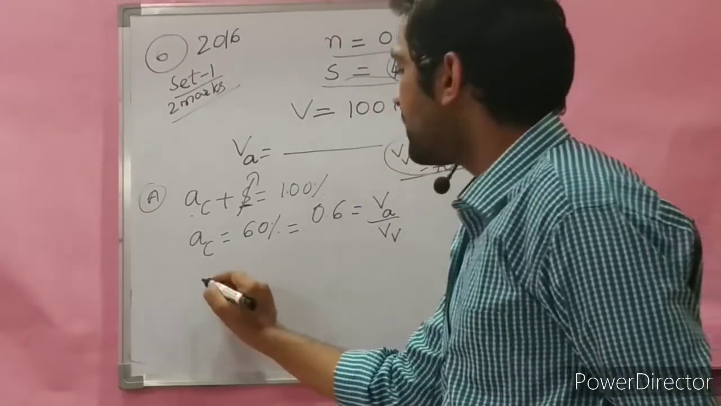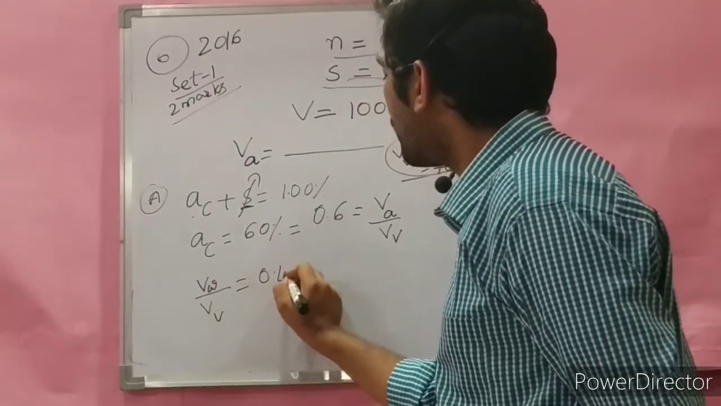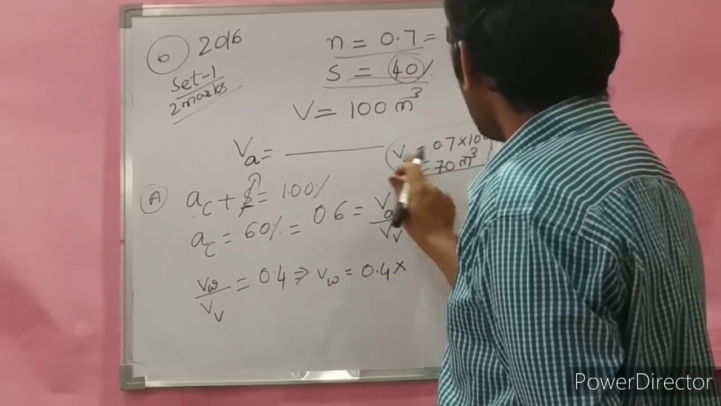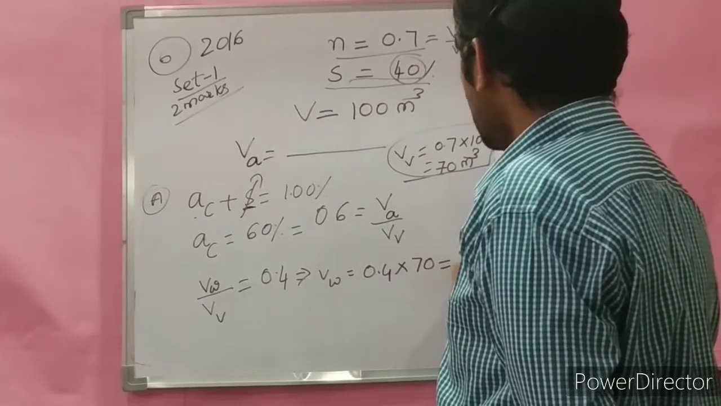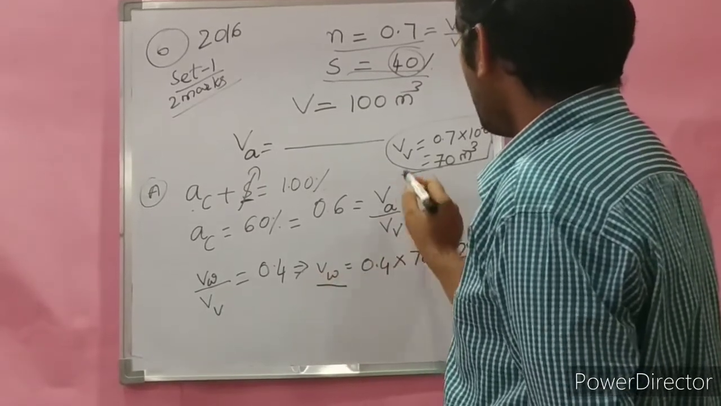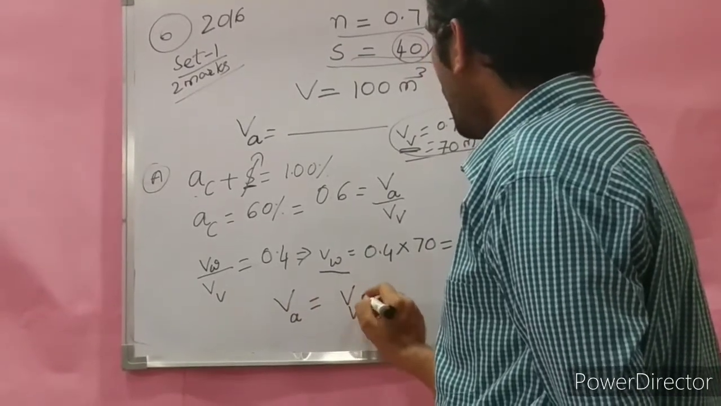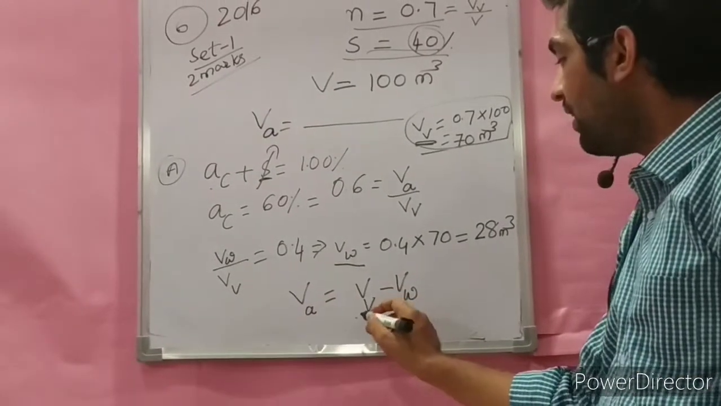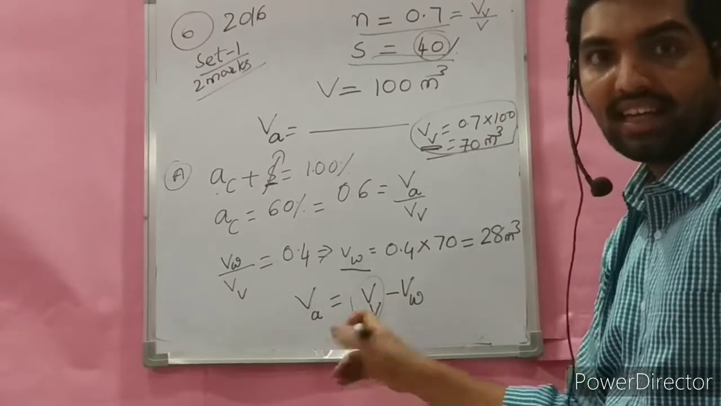From degree of saturation, VW by VV is equal to 0.4. VW is equal to 0.4 times VV. VV how much we get? 70. 4 by 10 into 70 is 28 meter cube. So VW we get. So VA is equal to void volume minus water volume. Voids are nothing but air and water only. From the total voids you subtract the water volume, then what we get is the air volume only.